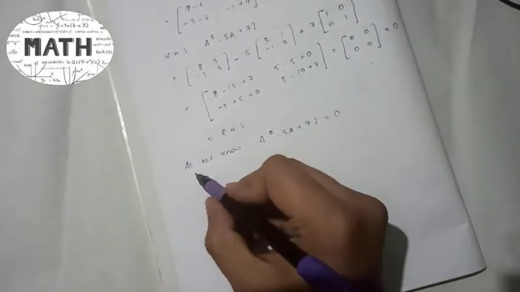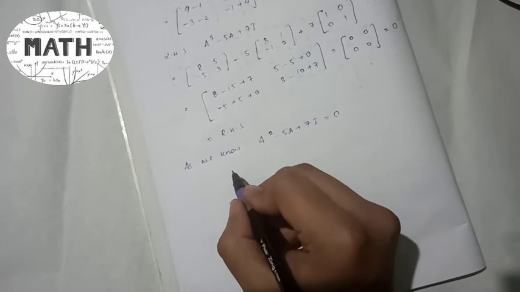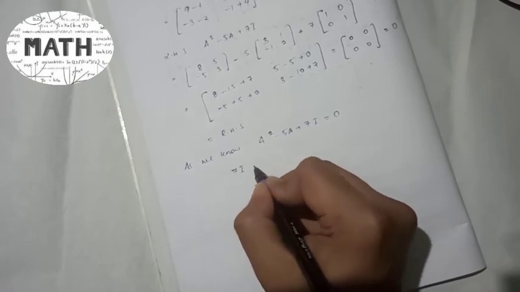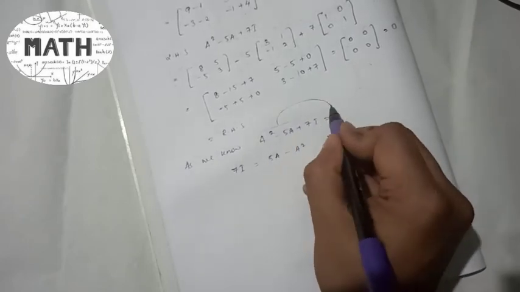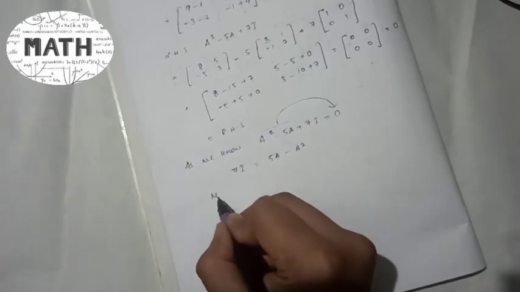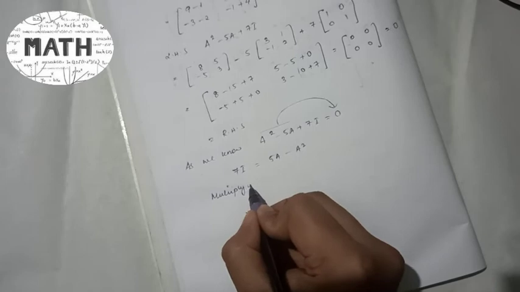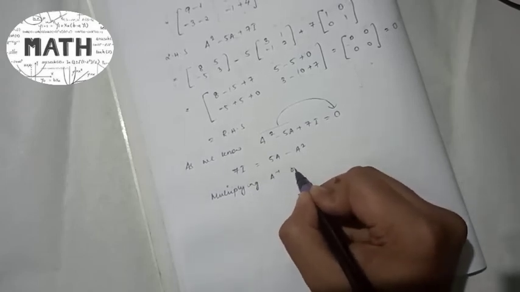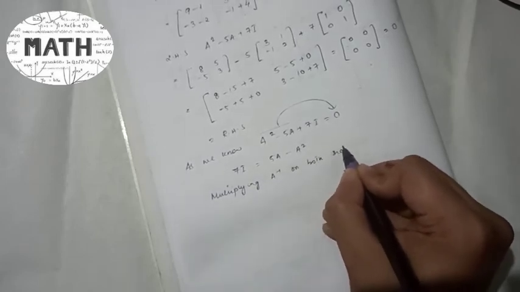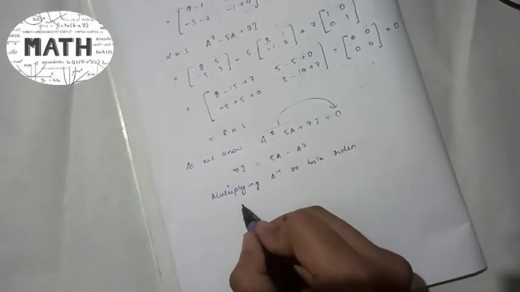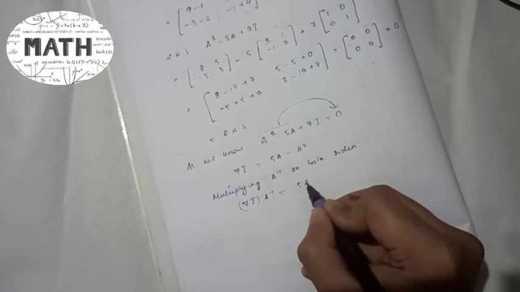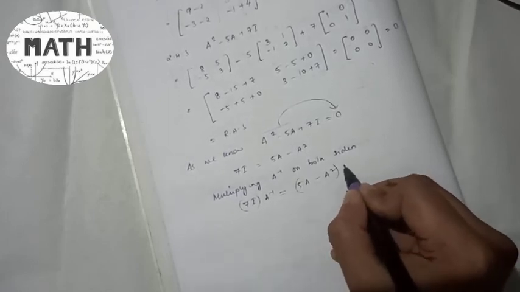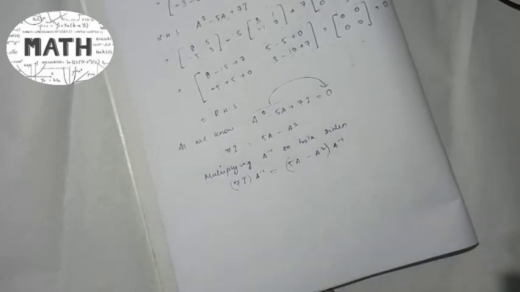The next thing I'm going to do is multiply. I'll just do this one. I'll do 7I is equal to 5A minus A squared. What I did, I put these two over here. I hope you're clear until there. The next thing I will do here is multiplying A inverse on both sides. So if I multiply A inverse on both sides, I'll get 7I A inverse equal to 5A minus A squared A inverse. I guess again you are clear till there.